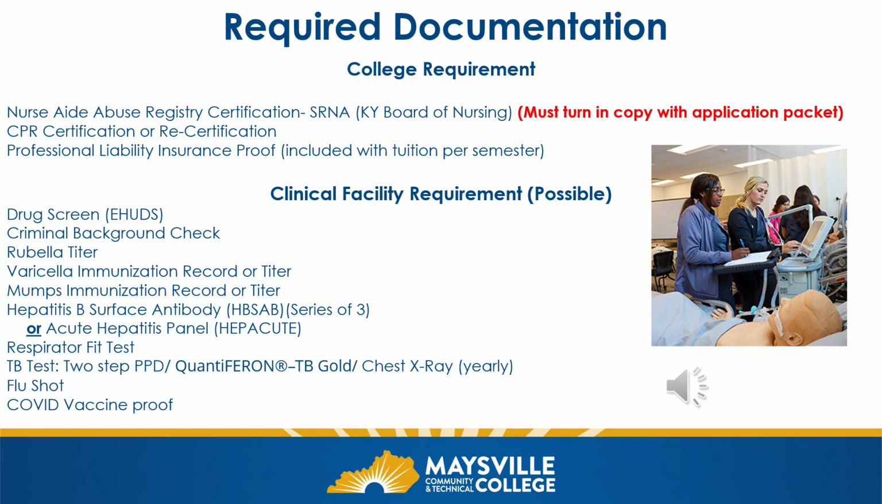On this slide, we're going to talk about some required documentation you have to have for the program. The first is college requirements. You have to be on the Nurse Aide Abuse Registry, and that's through the Kentucky Board of Nursing. Some people call it the SRNA. You must turn in a copy with your application packet to the school by March 1st to be considered as having turned in a complete application. If you do not have your SRNA in there, it will not be considered a complete application, thus will not be accepted into the program. So please make sure you turn that in.